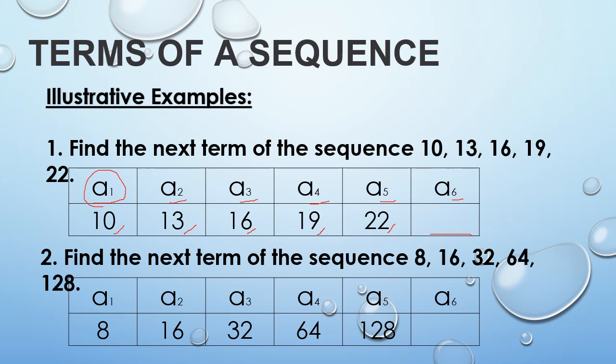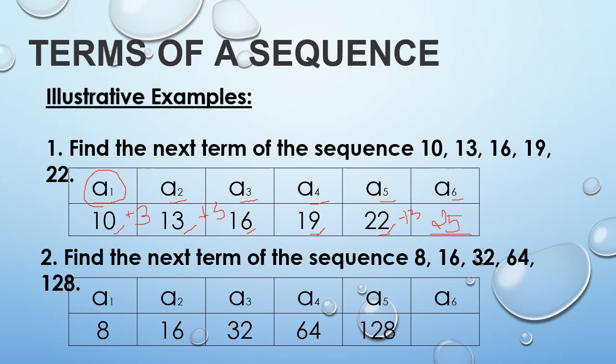Kung napapansin natin, nag-a-add lang tayo ng 3. So 10 plus 3 is 13. 13 plus 3 is 16. 16 plus 3 is 19. 19 plus 3 is 22. 22 plus 3 is 25.